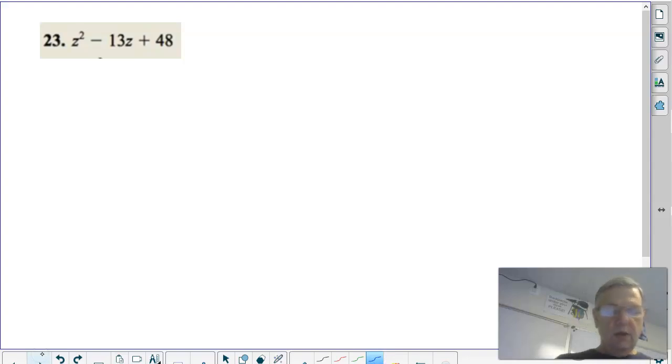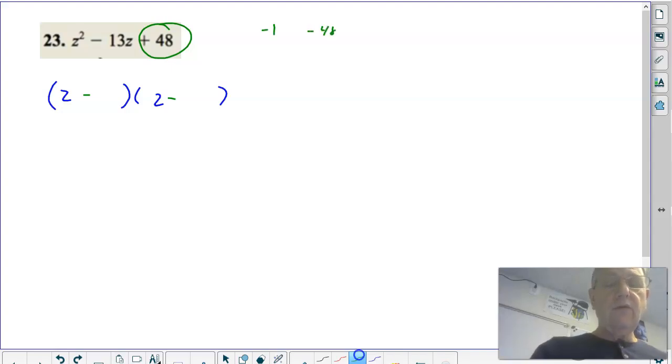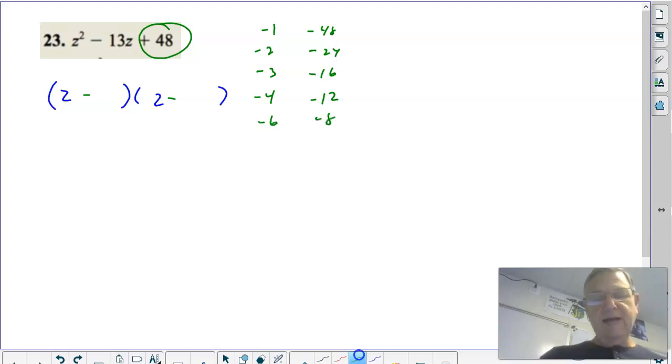Last one, number 23. All right, so you set this thing up. There are no common factors, but I checked. It's got to be z and z. Okay, again, it's got to be negative and negative, 48. Now, there's a lot of possibilities. Negative 1 times negative 48. Negative 2 times negative 24. Negative 3 times negative 16. Negative 4 times negative 12. And 6 times 8 is 48, and that's all of them.